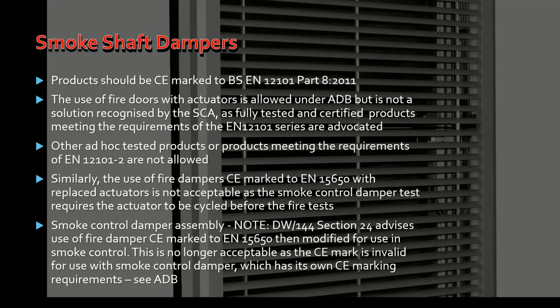Fire dampers marked EN 15650 but fitted with separate actuators, or replaced with other suppliers' actuators, are not recognised or will not be CE marked. Again, the SCA only recognises dampers and actuators as a system that is tested together. EN 12101 Part 8 is a harmonised standard that should be adopted for all damper products. The relevant harmonised standards should be utilised and it should be enforced.